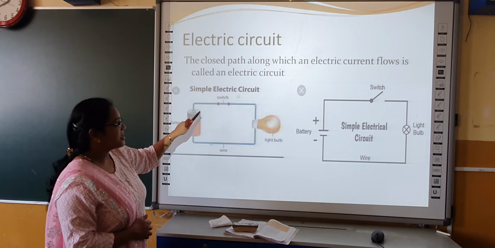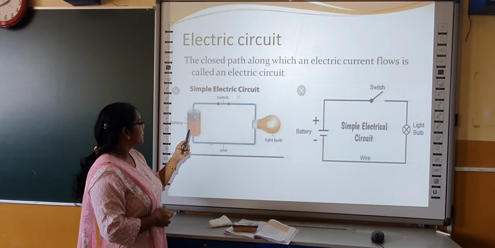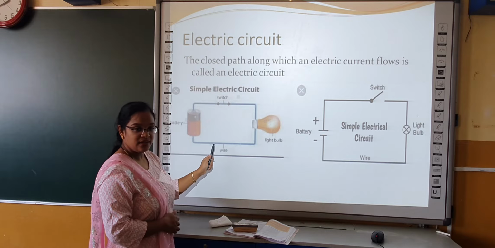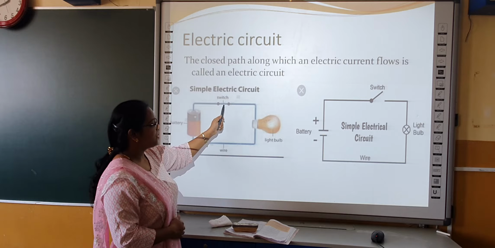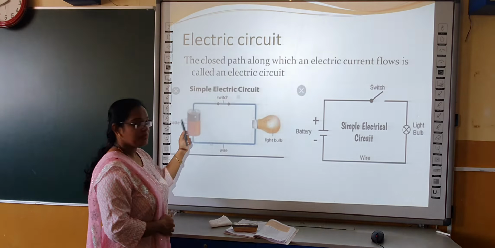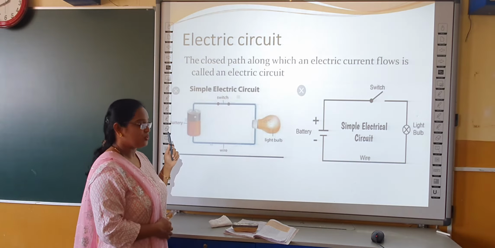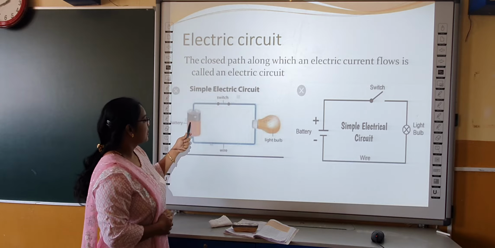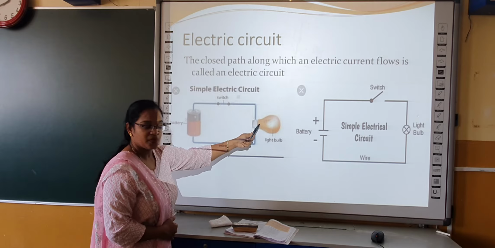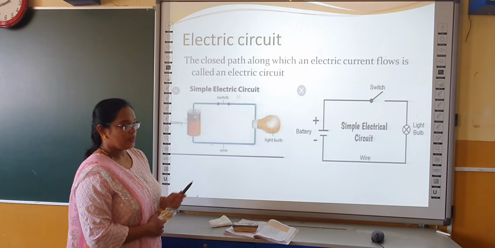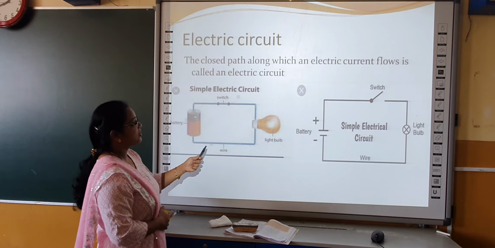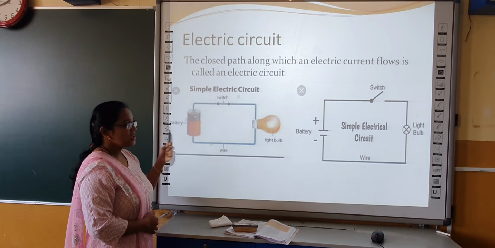So here a simple circuit we have taken. A battery, conducting wire, copper wire or aluminium wire you can take, a switch and a bulb. So you can make the simple circuit. The chemical reaction undergoing in the battery gives electrons to move along the copper wire and the light will glow. So this is called an electric circuit.